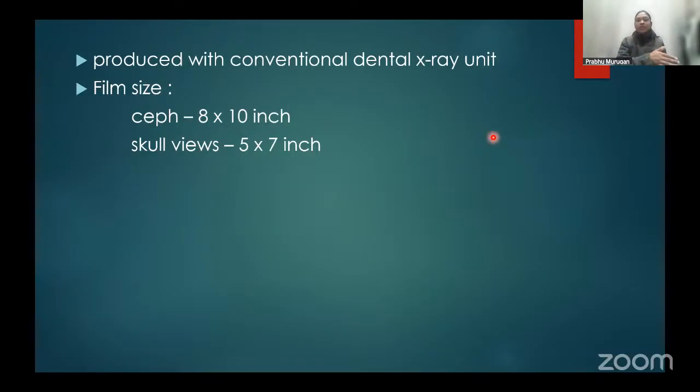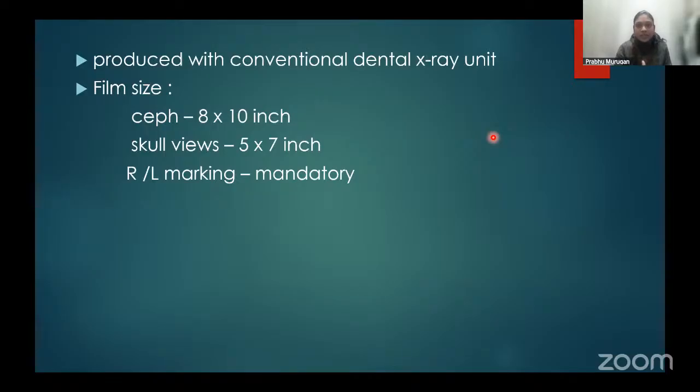Now we spoke about the X-ray unit first. The second thing is your receptor or the X-ray film. The film size for your cephalogram is going to be almost 8 into 10 inches, and for your skull views, it is going to be 5 into 7 inches. The right and left marking is very important, especially in case of your OPG also, because we have to identify the size of the lesion and the side of the lesion, and the positioning is very important. So the right and left marking is mandatory.